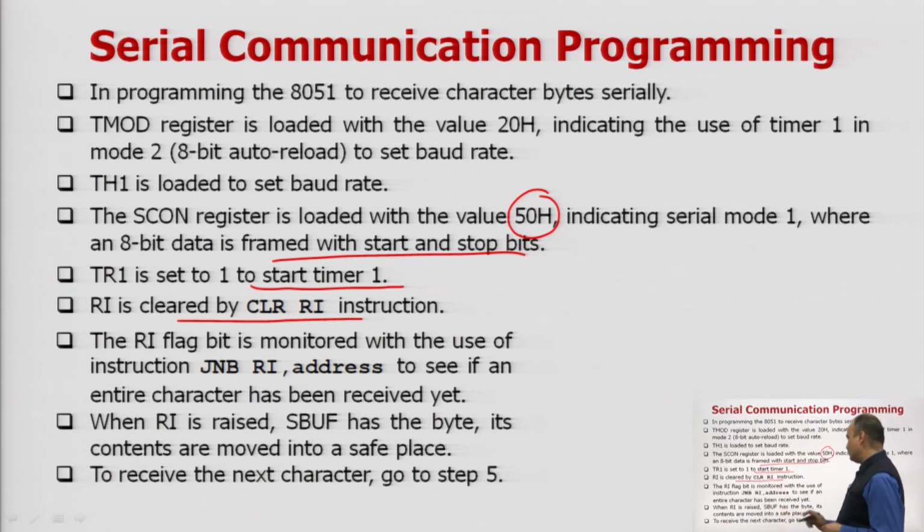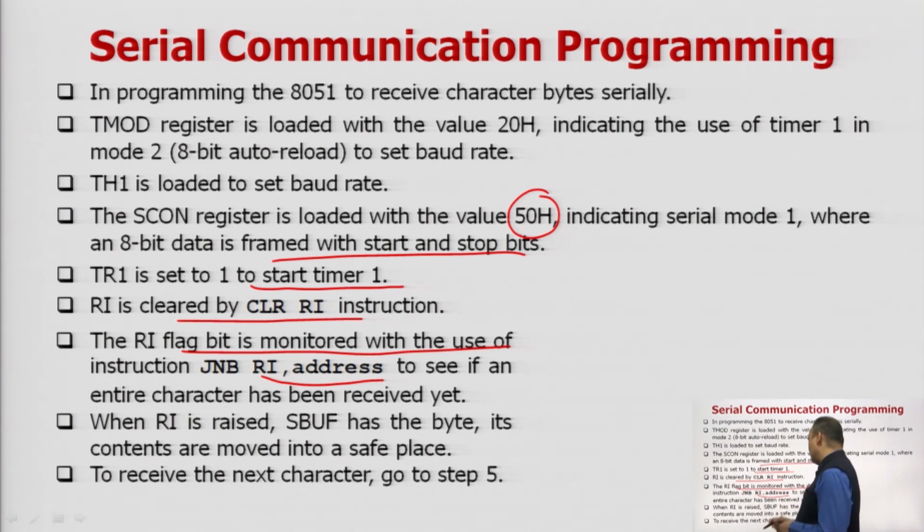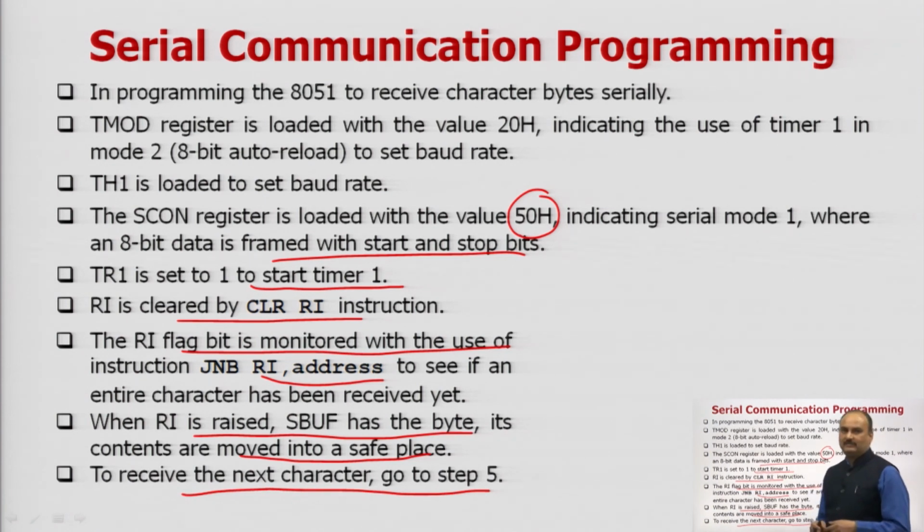For serial communication programming, the RI flag bit is monitored with the instruction JNB RI, address, to see if the entire character has been received or not. When RI is raised, SBUF has the byte, and its contents are moved into a safe place. To receive the next character, go back to step 5. So these are the steps required to receive a byte. Here we need to monitor the RI flag instead of the TI flag, because we need to receive the byte. RI is the receive interrupt flag.